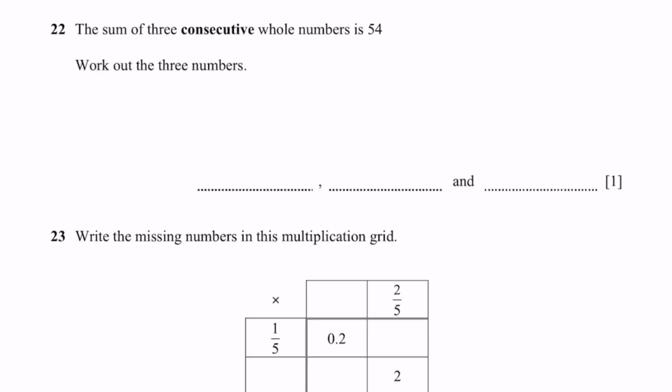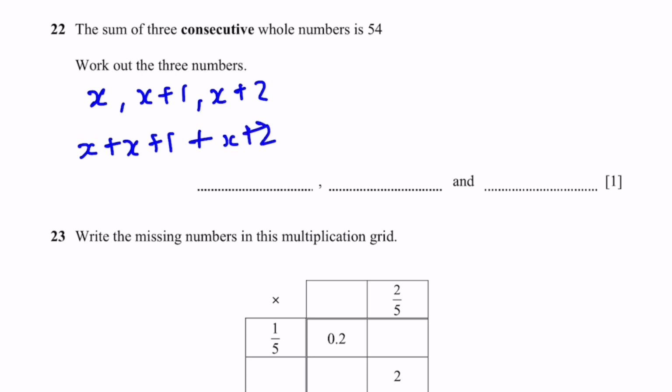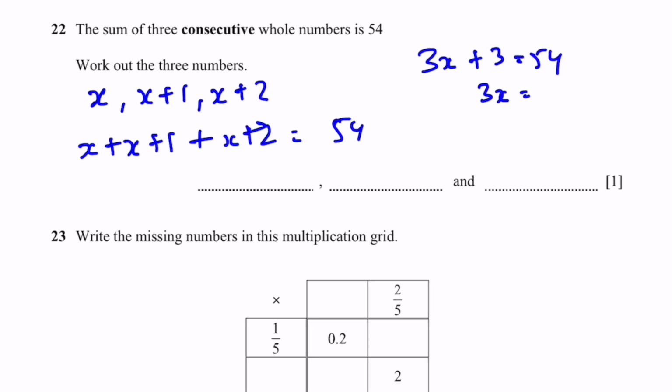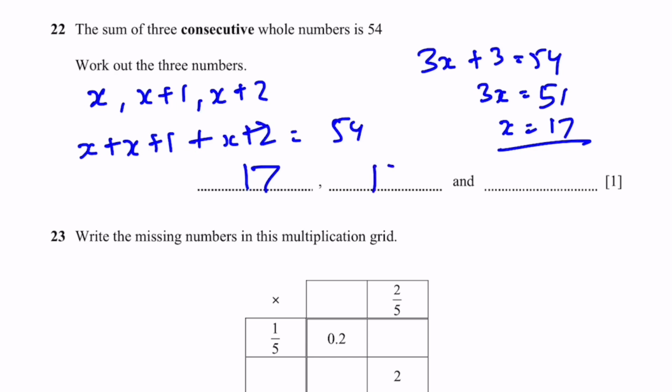Question 22. The sum of 3 consecutive whole numbers is 54. Work out the 3 numbers. 3 consecutive whole numbers can be written as x, x plus 1, and x plus 2. So x plus x plus 1 plus x plus 2 is equal to 54. 3x plus 3 is equal to 54. 3x is equal to 51, and x is equal to 17, which is 51 by 3. So the first number is 17, and then the others are 18 and 19, because x plus 1 and x plus 2. So that's the answer.